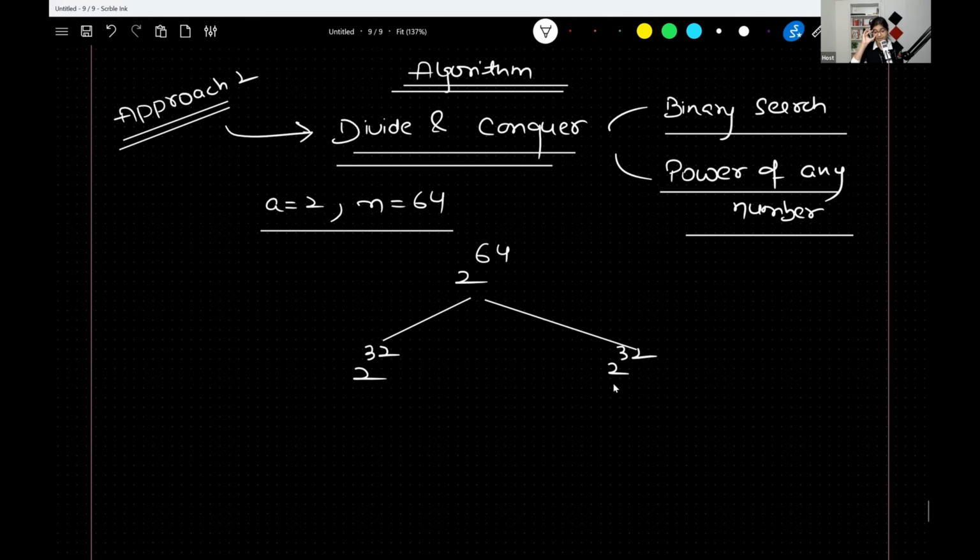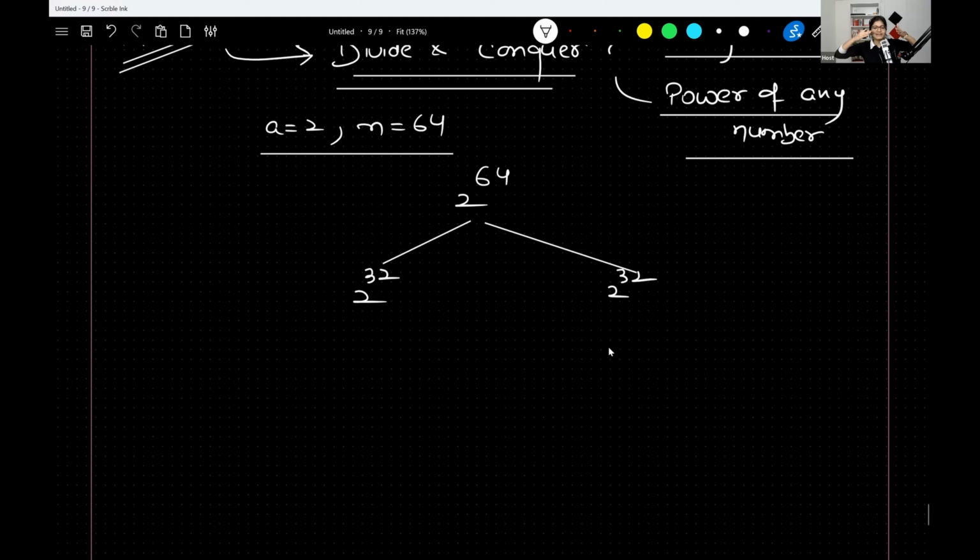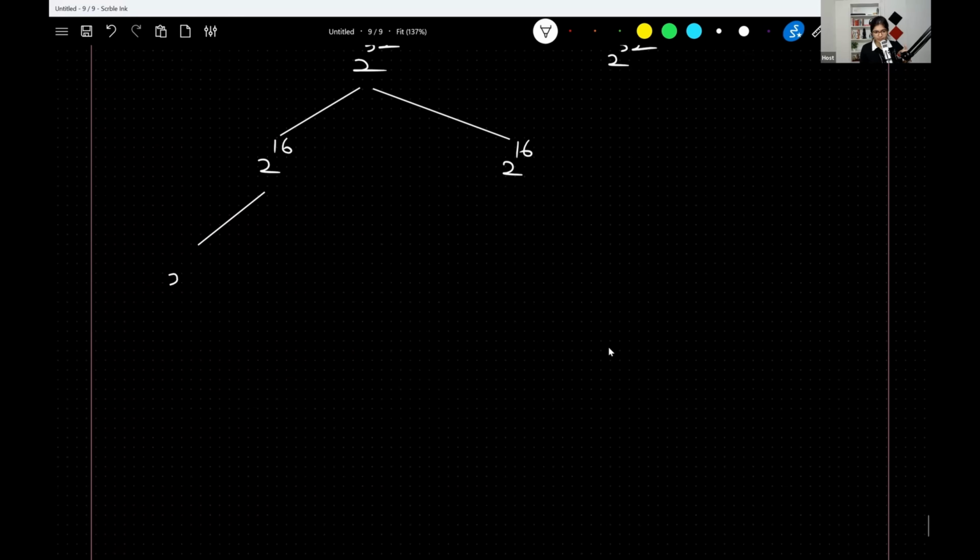We have already defined the base case condition: it will be when the value is 0. At that point, I'll return my answer as 1. So we will keep on splitting our data into two components until we reach that base case condition. So 2 ki power 32 will become 2 ki power 16 into 2 ki power 16. 2 ki power 16 will become 2 ki power 8 and 2 ki power 8. 2 ki power 8 will become 2 ki power 4 and 2 ki power 4, right?